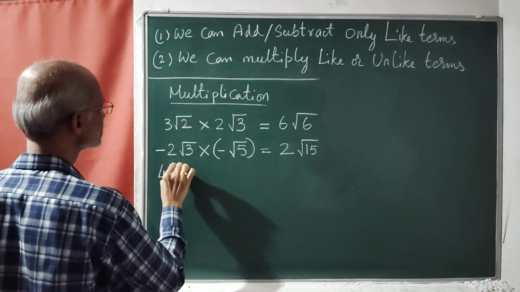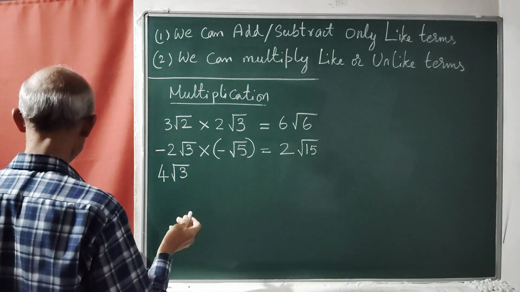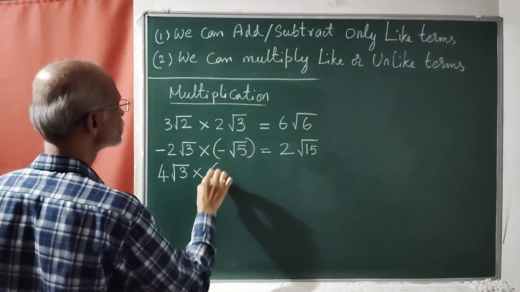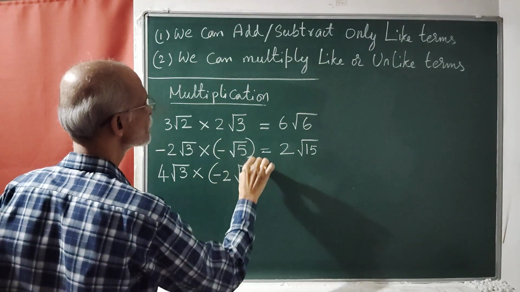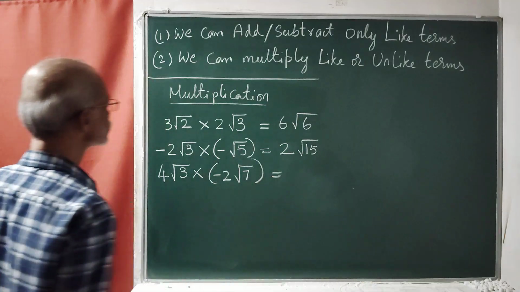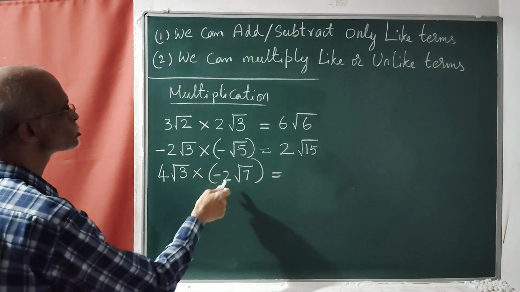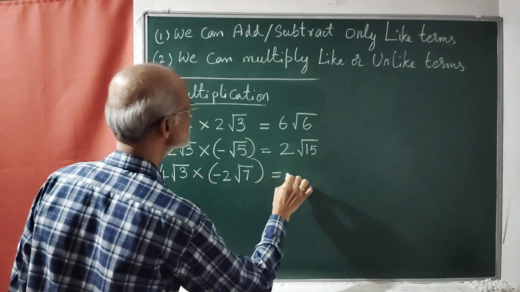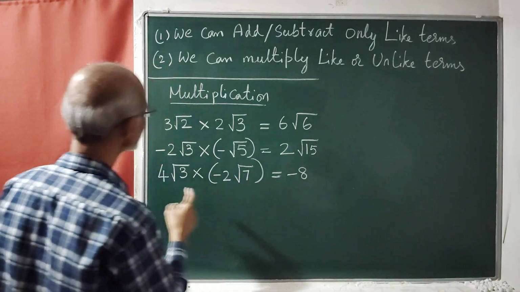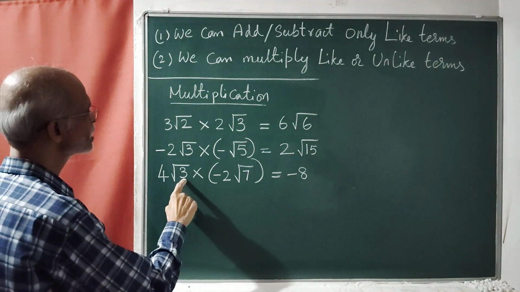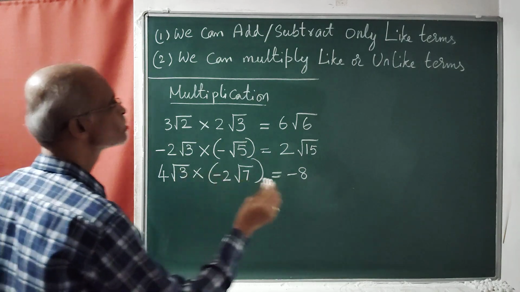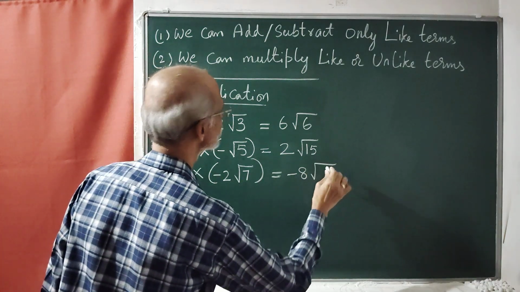4 root 3 into minus 2 root 7. So 4 into minus 2 is minus 8. Then 3 into 7 is 21, root 21.